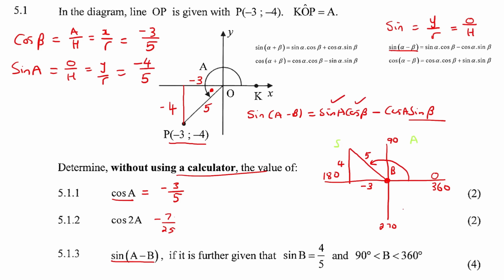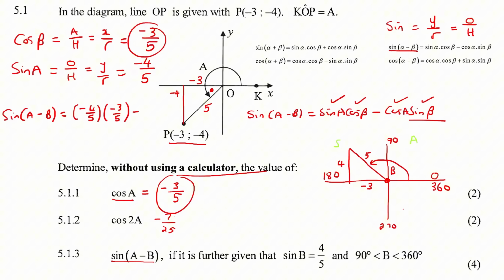So now we have this, we have this, we have that, and we have that. We're good to go. So we're just going to go sin(a − b), and that's going to be sin a, which is negative 4 over 5, times cos b, which is negative 3 over 5. Then we're going to say minus cos a, we already have it as negative 3 over 5, and then sin b, they gave us that one as 4 over 5, and so that's going to end up giving us 12 over 25 minus negative 12 over 25.